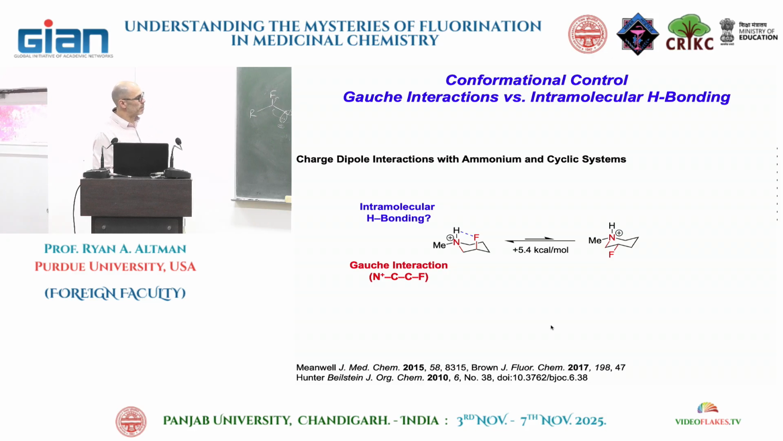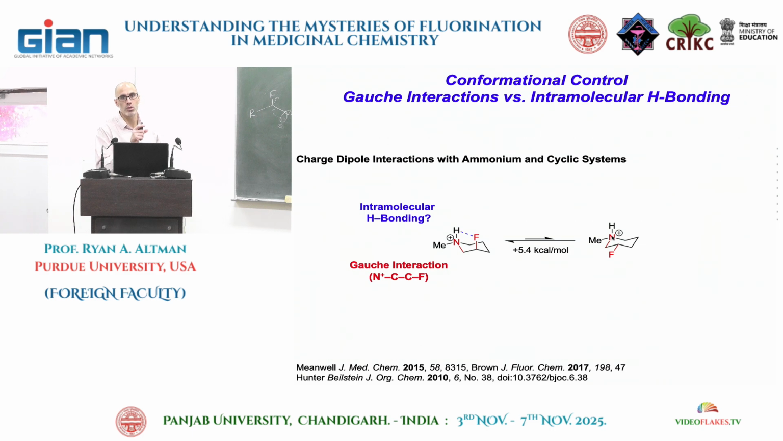This is a piperidine example, a classic example again, that has a nitrogen and a fluorine atom at vicinal positions. We have the gauche relationship here when the fluorine is in the axial position. And when you do the ring flip and put that in the equatorial position, you get a higher energy conformation. That ring flip is not favorable.